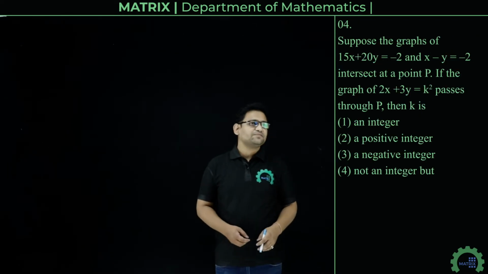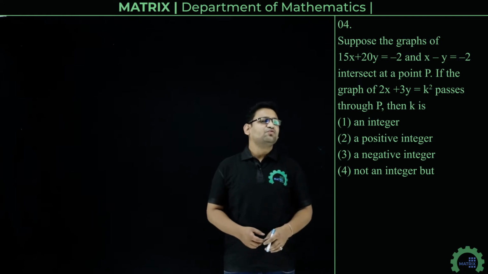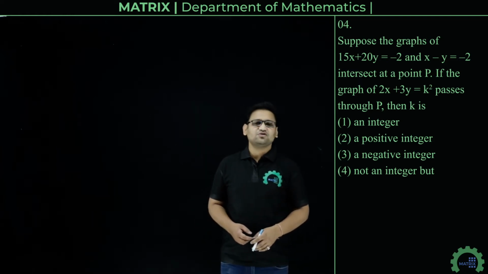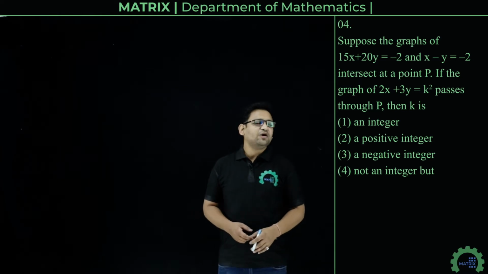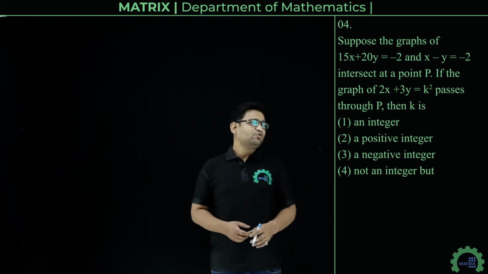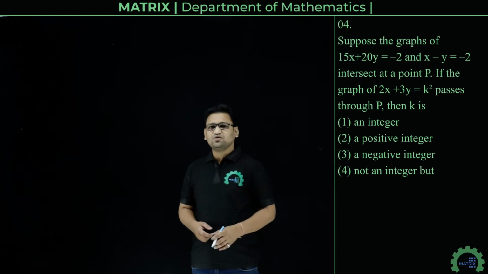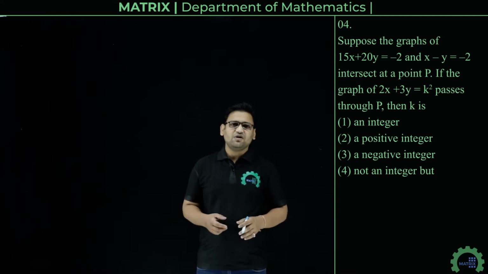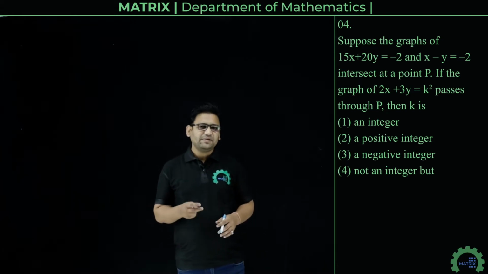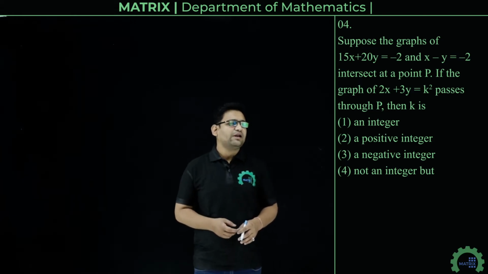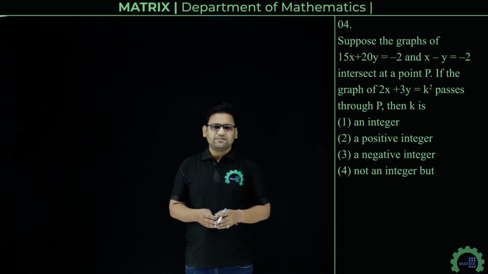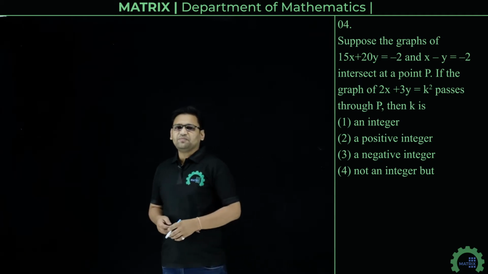Next question is, suppose the graph of 15x plus 20y equals to minus 2 and x minus y equals to minus 2 intersect at a point P, and if the graph of 2x plus 3y equals to k square passes through P, then the value of k is. So first of all, we need to find the point of intersection P of the given two lines. Then the third line 2x plus 3y equals to k square will pass through that point P.